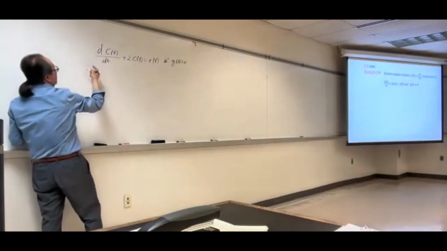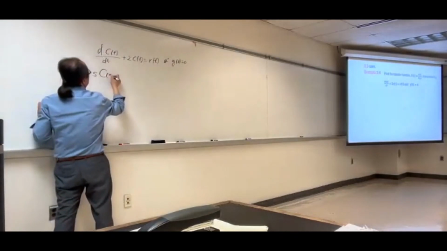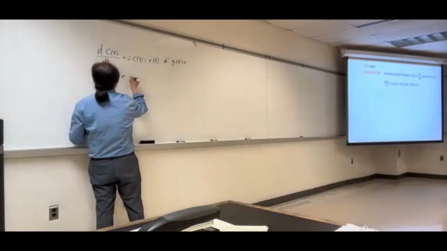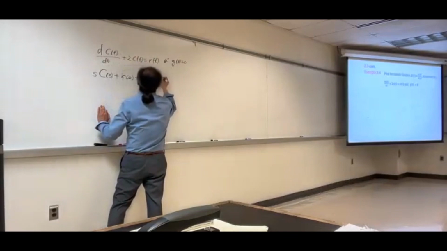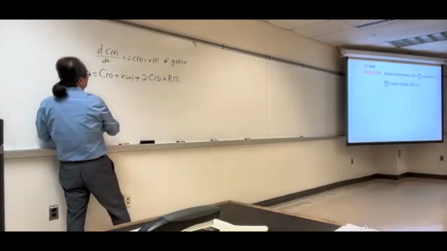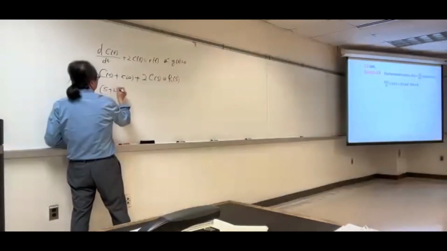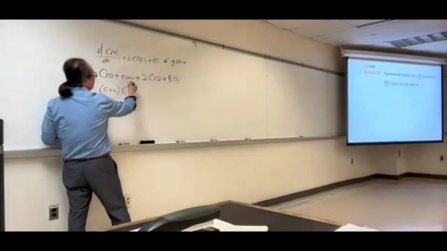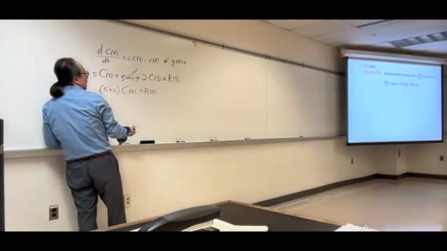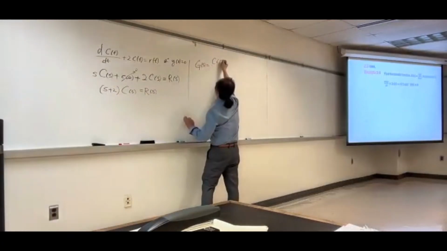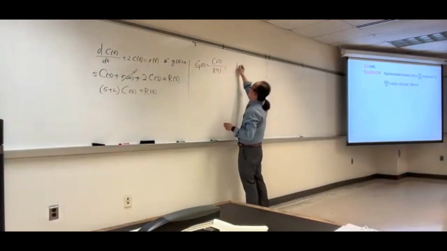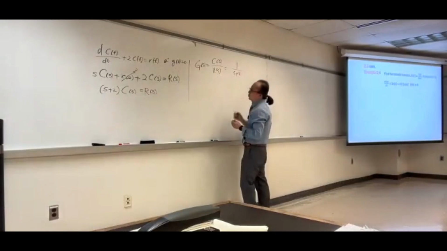We take the Laplace transform of this as C of s plus lowercase c of 0 plus 2C of s equals R of s. Then if you combine these C terms together, we have s plus 2 times C of s, and c of 0 is 0, and we have R of s. And the transfer function G of s is C of s over R of s. Therefore, it's going to be 1 over s plus 2.